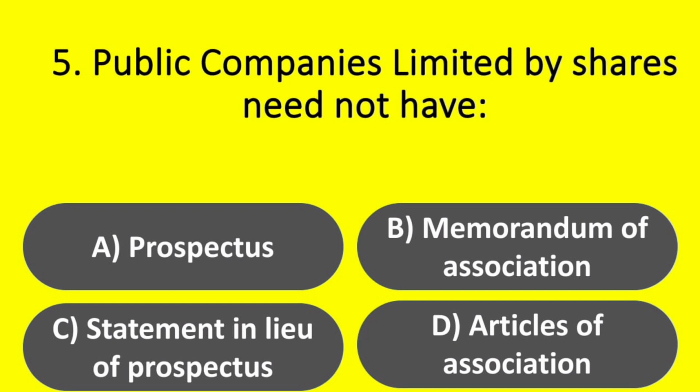Public companies limited by shares need not have: option A, Prospectus; option B, Memorandum of Association; option C, statement in lieu of prospectus; option D, Articles of Association. Answer: option D, Articles of Association.